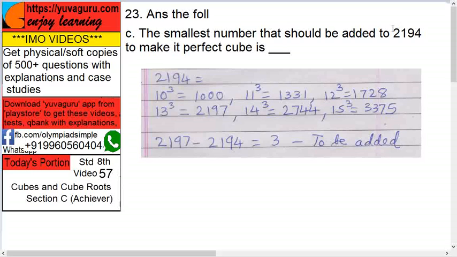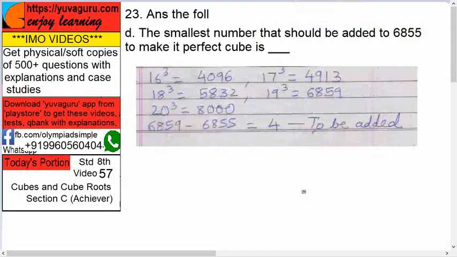So what do we want? 2194, and we need to add some number. 2197 is near 2194. So 2197 minus 2194 is 3. If we add 3 to 2194, we will get 2197, which is a perfect cube. So the number to be added is 3.